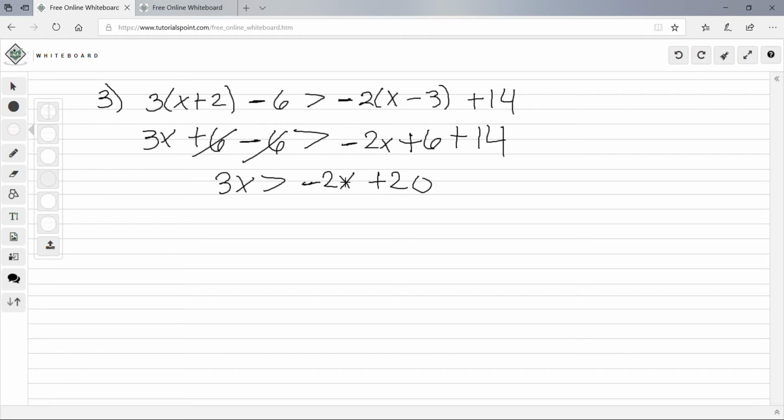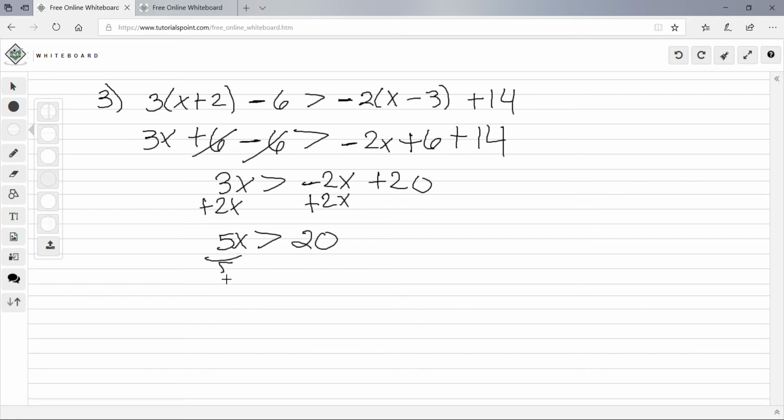Let's see, I want to get all the x's on one side, so I want to get rid of this negative 2x. So I'm going to add 2x. I didn't divide by negative 2x because that'll leave us an x. That's not what I want. I want to move this negative 2x to the left, so I'm going to add 2x. So that's 5x. Does the sign change? No, because we are adding a positive 2x. 5x is greater than 20.